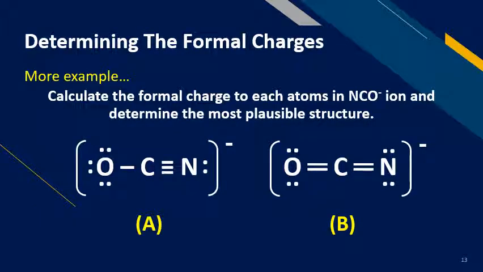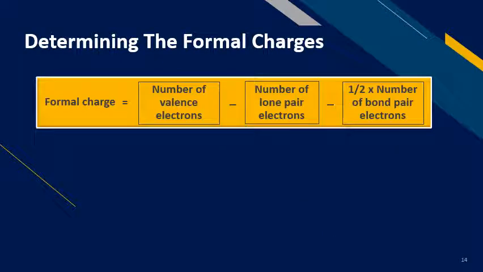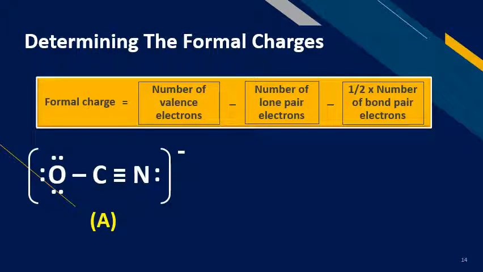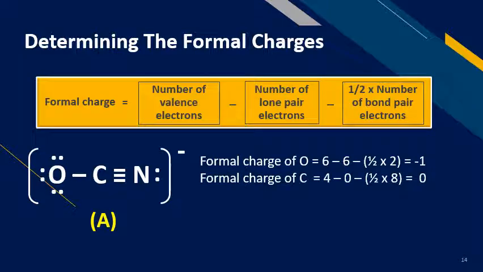Now, let's take a look at more examples. Calculate the formal charge of each atom in the NCO- ion and determine the most plausible structure. We have two possible Lewis structures for the NCO- ion, structure A and structure B. Now, let's calculate the formal charge of each atom for structure A. The formal charge for the oxygen atom is equal to -1. The formal charge of the carbon atom is equal to 0, while the formal charge for the nitrogen atom is equal to 0.